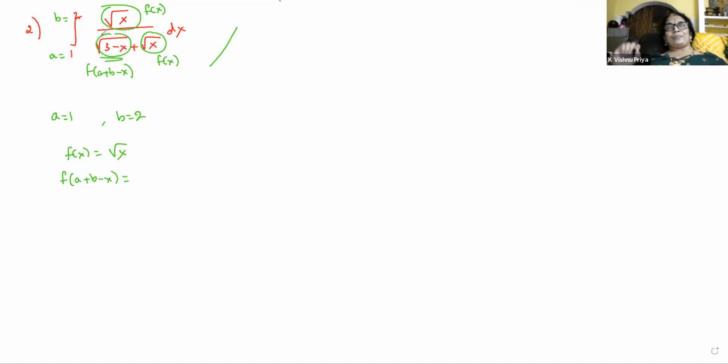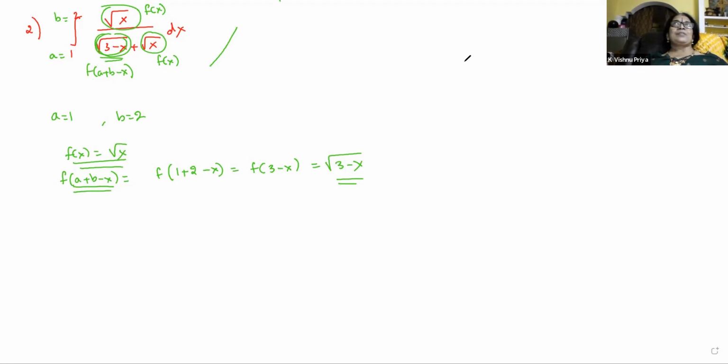I want to confirm. So what I will do? I will put a as 1 plus b as 2, then minus x. So f of 3 minus x. That means in f of x, if I put square root of x, if I put it as 3 minus x, I got this. That means it is confirmed. f of a plus b minus x is square root of 3 minus x.